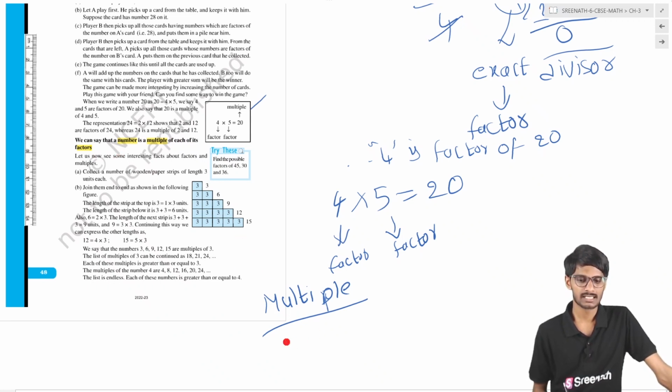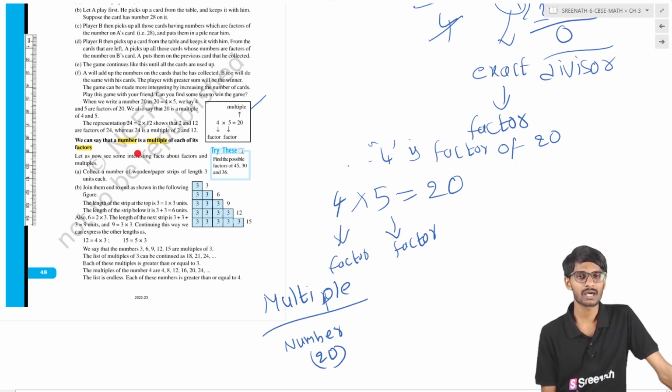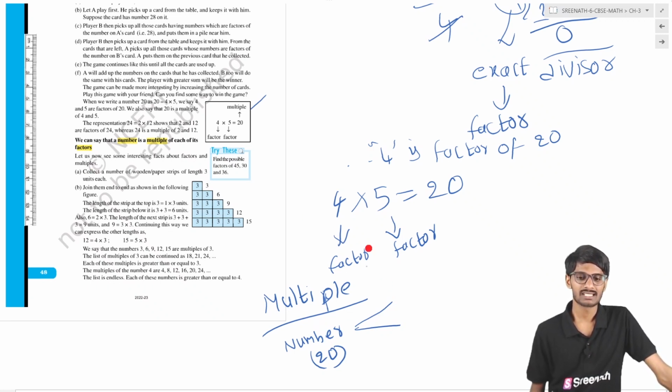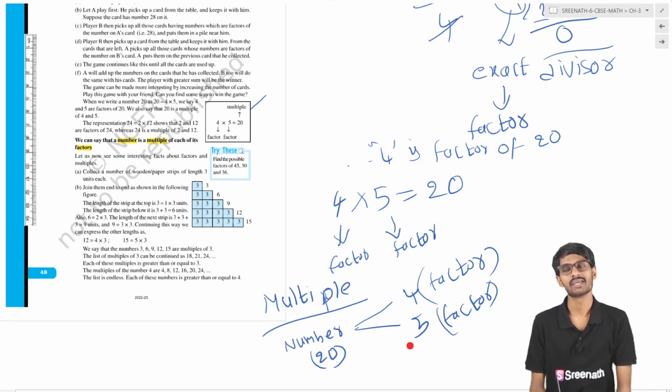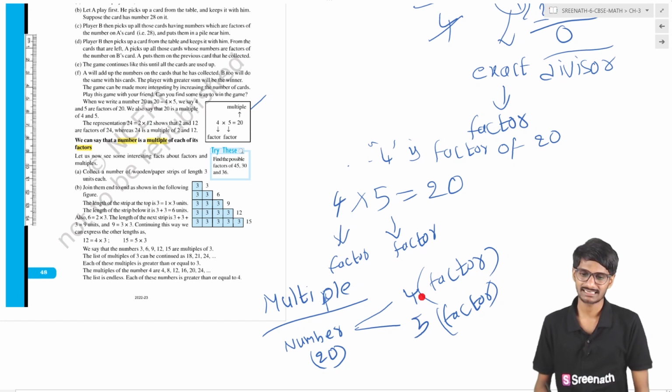Suppose there is a number, for example, take it as 20. That number is a multiple of each of its factors. So what are the factors for 20? The factors for 20 are 4 and 5. 4 is a factor, and 5 is also a factor. Why? Because 4 and 5 are the exact divisors of this number 20, and we are getting remainder 0 when dividing with 4 or with 5. So we call 4 and 5 the factors, students.